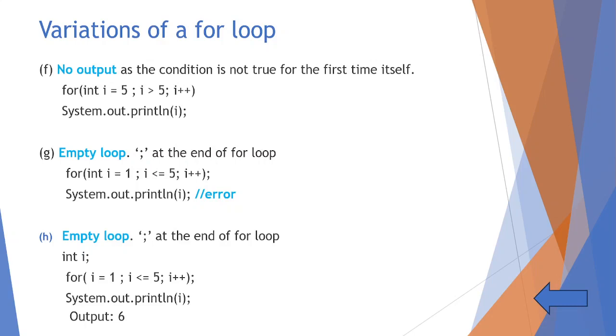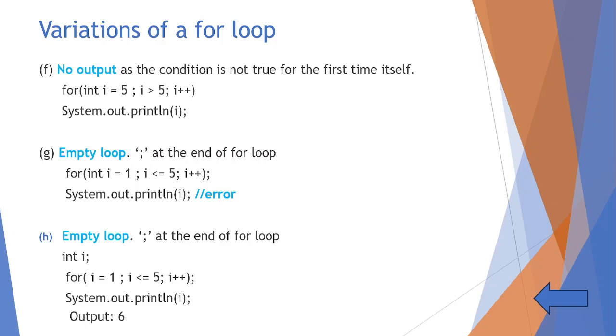Then empty loop. Semicolon at the end of for loop is known as empty loop. For int i is equal to 1, i less than equal to 5, 5 times it is supposed to work, i plus plus, semicolon is there. That means based on for loop, the body is not there. System.out.println is not a part of the body only. This for loop empty works 1, 2, 3, 4, 5, 5 is less than equal to 5, 6 comes out.